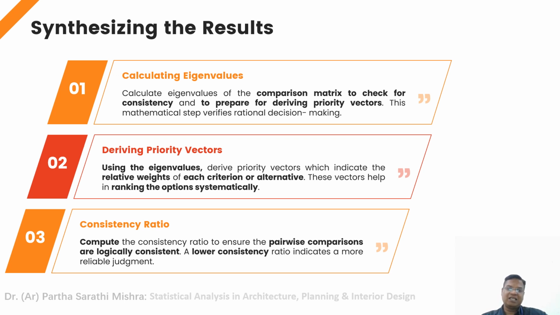So next is the consistency ratio. Compute the consistency ratio to ensure the pairwise comparisons are logically consistent. A lower consistency ratio indicates a more reliable judgment. Here again I want to give an example of A, B, C. Suppose the three parameters are A, B and C. Then we can say if A is greater than B and B is greater than C, or in our AHP language, A is more important than B, B is more important than C, then automatically we can say A is more important than C.